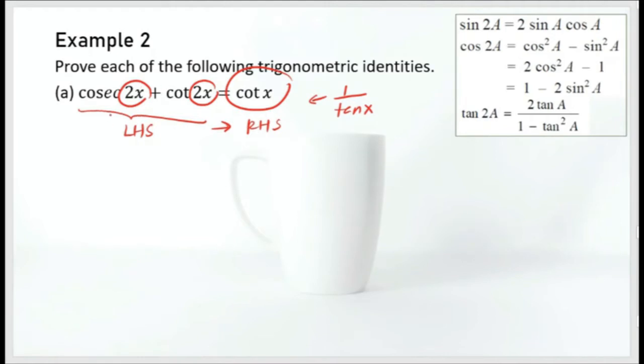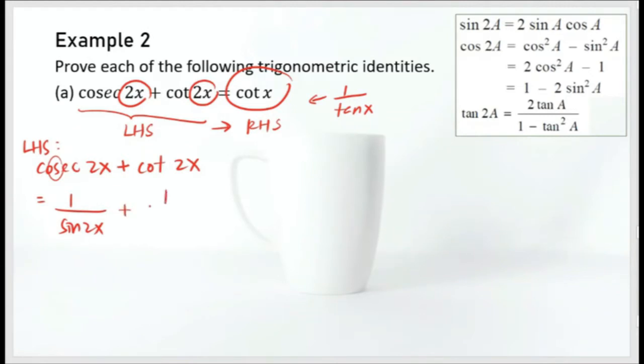Okay, then we start from the left hand side now. Cosec 2x plus cotangent 2x. Before we use the double angle formula, we have to change the cosec and cotangent to sine, cos or tangent first. So cosec is 1 over sine 2x, the reciprocal. Then cotangent is 1 over tangent 2x.